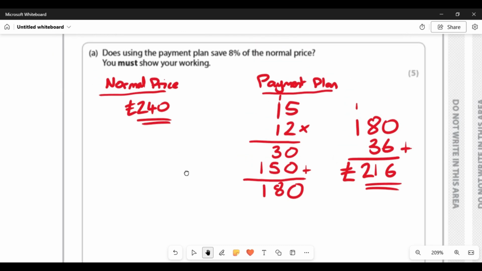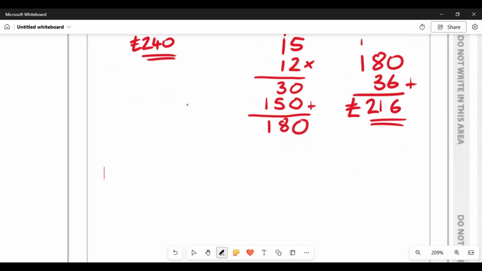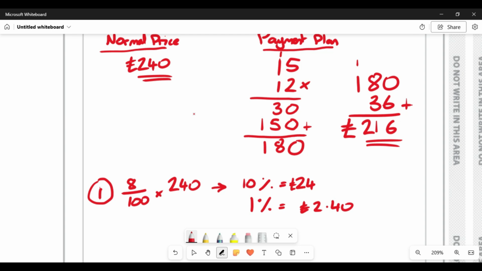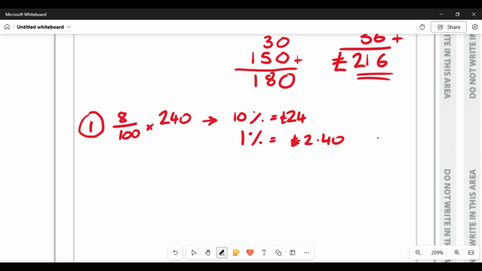So there's 2 ways you can do this. Let me show you one way. You could do 8% of the normal price, which is 240. Without the calculator, I probably wouldn't do it this way. I'd probably do 10% first. So 10% of 240 is £24. And then you could do 1%, which is £2.40. So 8%, let me just move the screen down. 8% will be 8 times that.